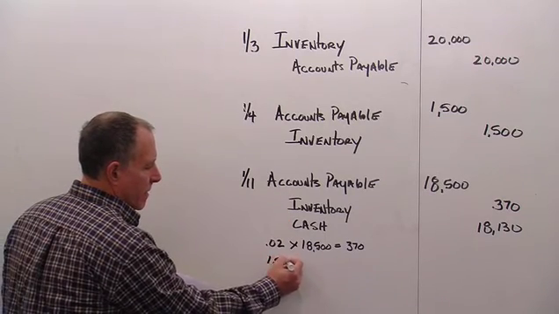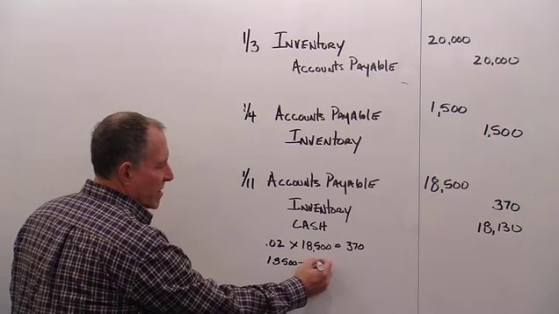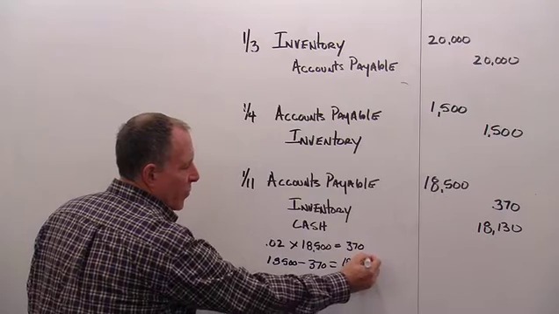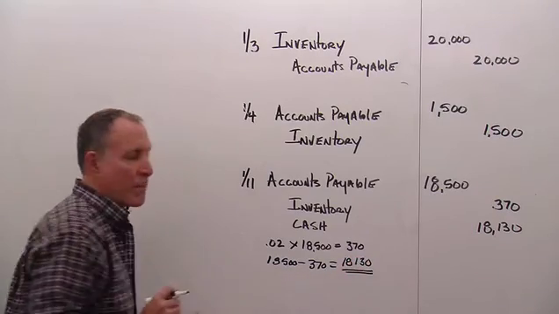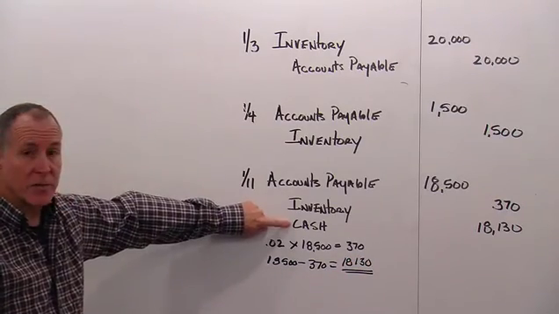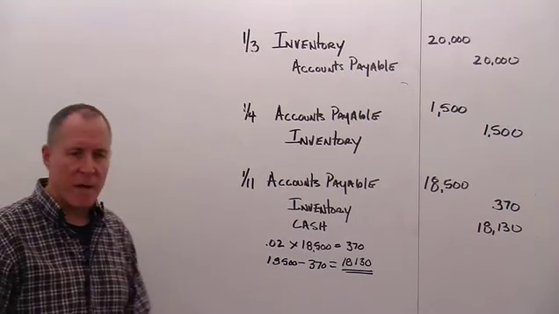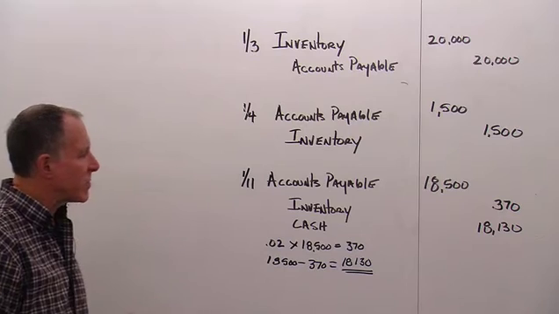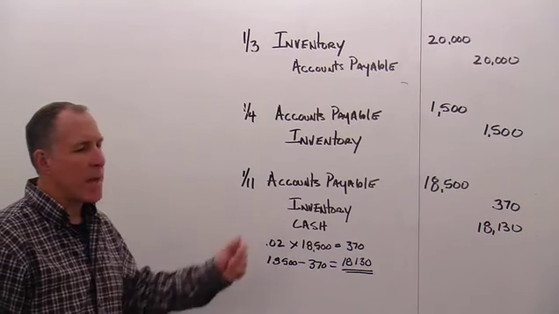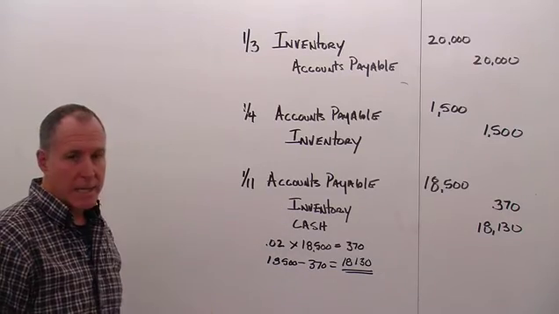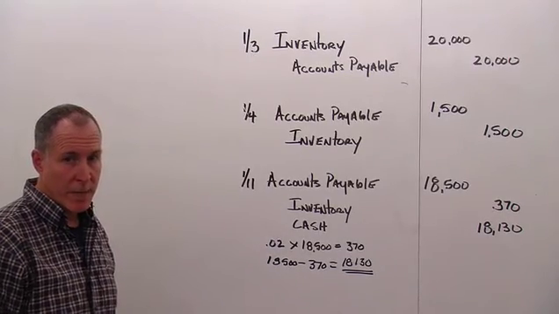The cash amount is going to be the $18,500 less the $370, the discount. $18,130 is the amount of cash that we're going to pay. So we credit cash that amount. And the inventory then goes down by $370. Now, why does the inventory go down? Because we didn't pay $18,500. We reduce it by the cash discount, or the discount for early payment.